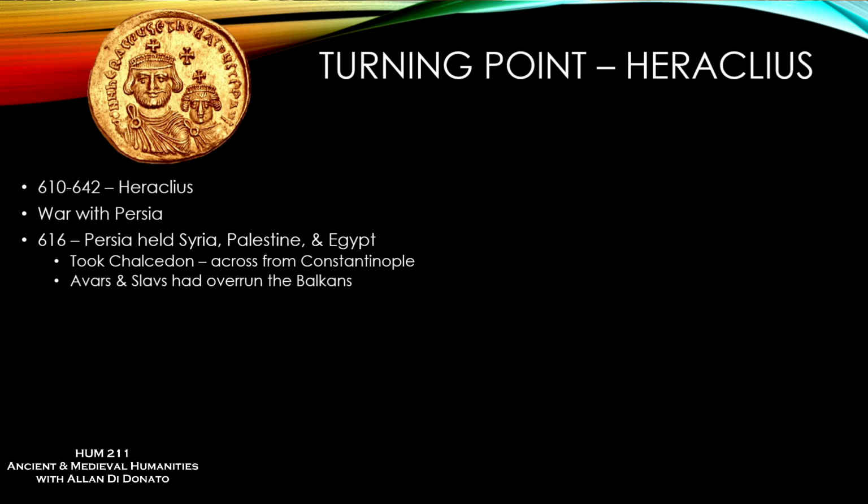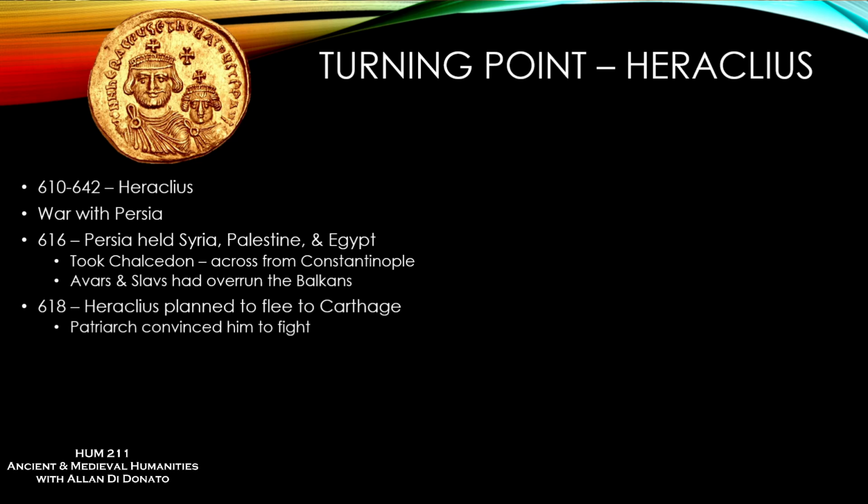By 616, Persia had taken away Syria, Palestine, Egypt, several of the Mediterranean islands, and was actually camped directly across from Constantinople as a threat right there to the capital city itself. They had held now the city of Chalcedon in the region. Also on the other border, the Avars and Slavs continued to kind of dominate the Balkans, and Heraclius is basically between a rock and a hard place. In 618, he actually considers abandoning the capital city, retreating with the government to Carthage and maybe holding out there.